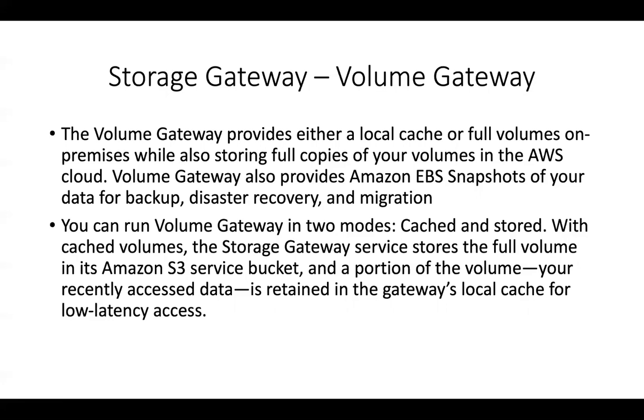So with cached volumes, the storage service stores the full volume in the S3 bucket asynchronously, and then the portion of the volume which is for low latency access data, the recently accessed data, is always retained in the gateway's local cache for low latency access. So if you want the data access to be immediate, then you would configure yourself a cached volume gateway. And again, the data that is being backed up from storage gateway, which is of type volume gateway, to S3, they are backed up as EBS snapshots.